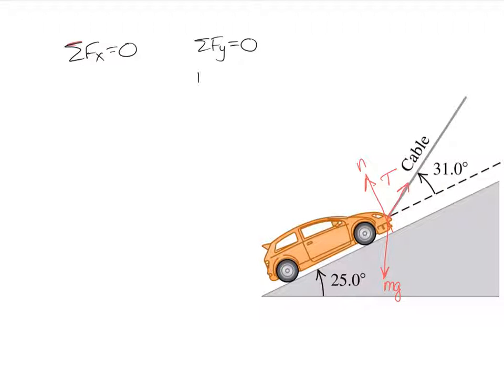We have normal minus mgy plus T times the sine of 31 degrees is equal to 0. So the normal is purely in the y direction, and it's positive. The tension in the cable has a y component given by T times the sine of 31. That's the angle it is above the horizontal. And then mgy, well, let's just write what that is. Remember that mgy would be mg times the cosine of 25 degrees.